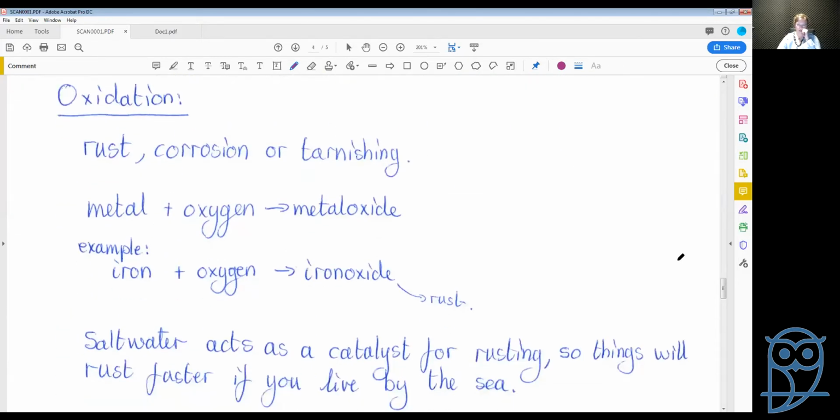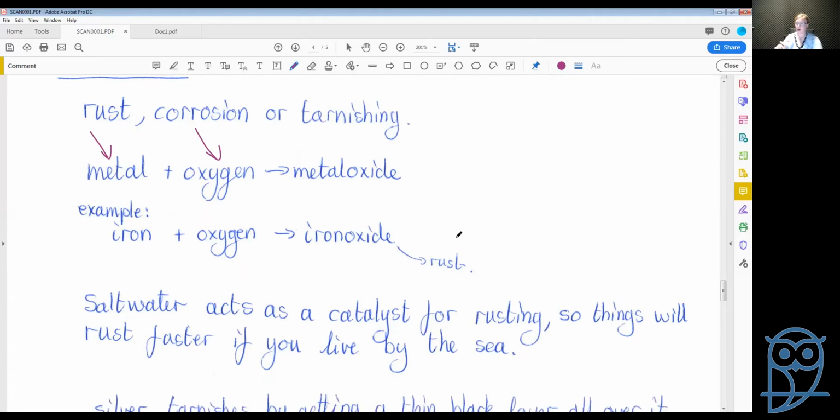So our next kind of reactions that we get is oxidation reactions. This is rust or corrosion or tarnishing. It has many different names. What happens is it's some kind of metal that combines with oxygen, and then we get a metal oxide. So for example, we've got iron and oxygen, which gives us iron oxide, which is rust.